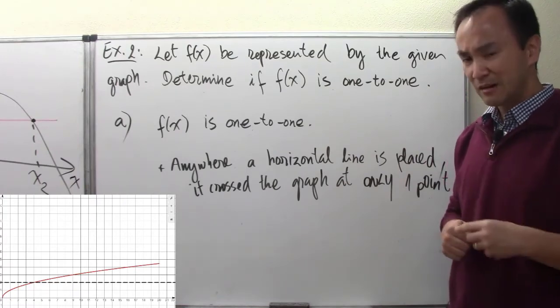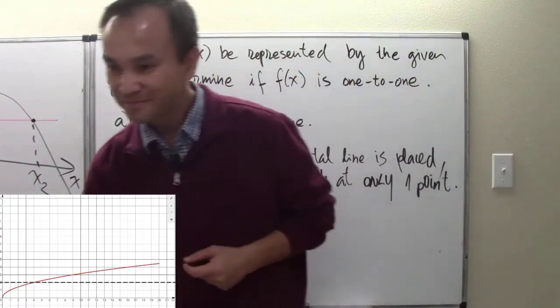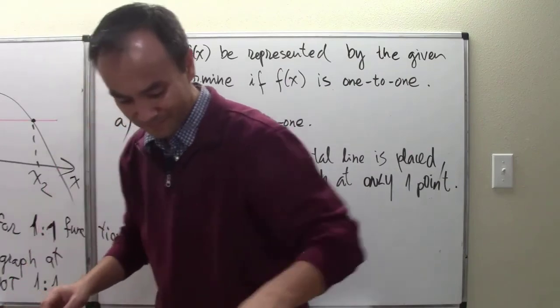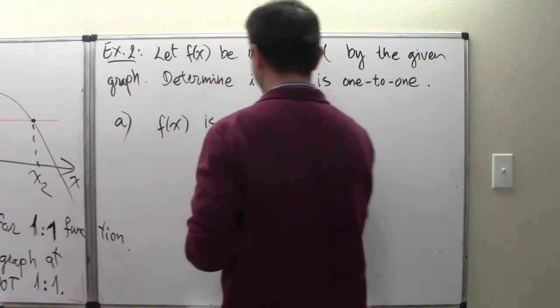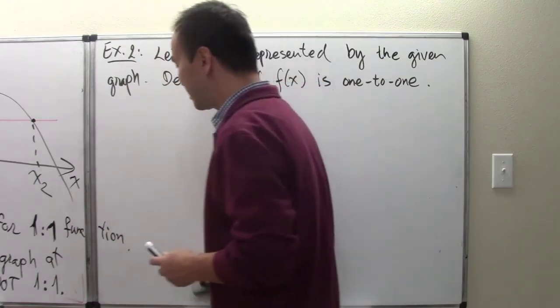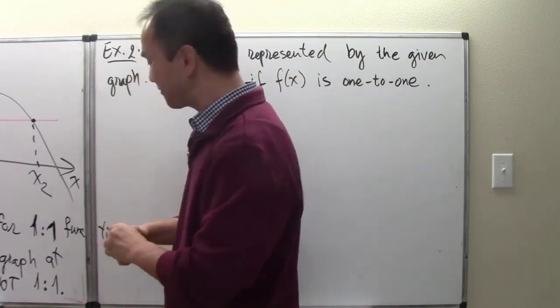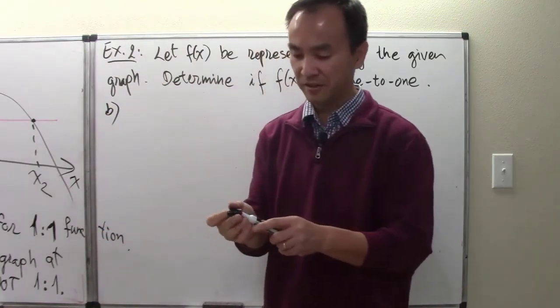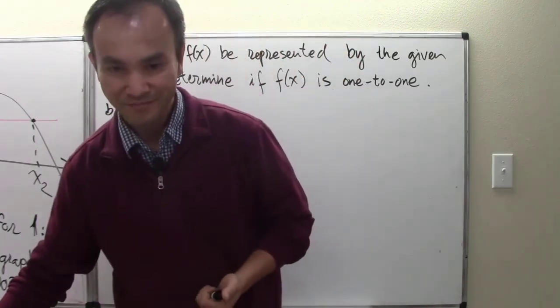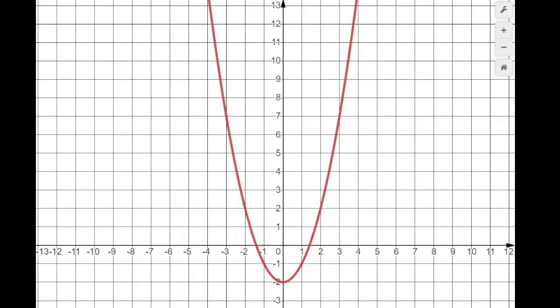Okay, let's now move on to part B right here. And so here we are looking at another graph. Let's look at the graph for part B right here. This, ladies and gentlemen, is the graph for part B.